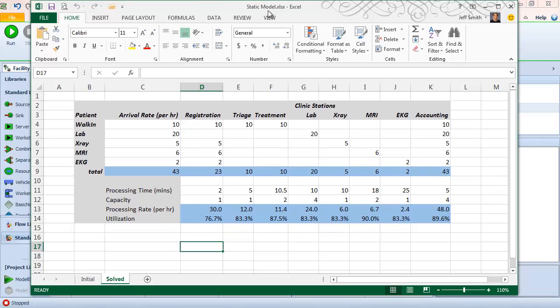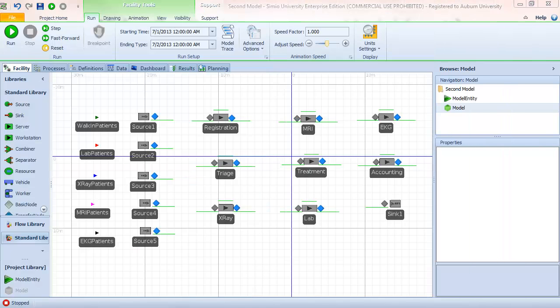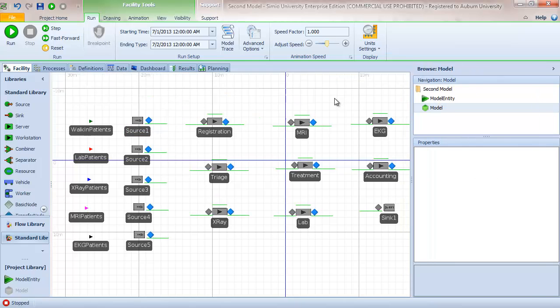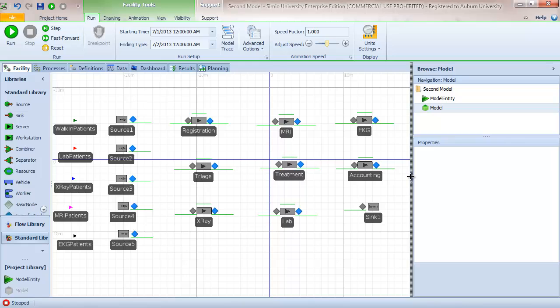Okay, so now what we need to do is put the individual parameters in. Recall from our queuing model, our static model, the things that we need to put in the model are the arrival rates for the individual patient types and the processing times for the individual stations, because the entity sequences handle the flow of entities and directing entities to the correct place. So let's just go through and put those values in. Let me make the properties box just a little bit bigger so we can see that.